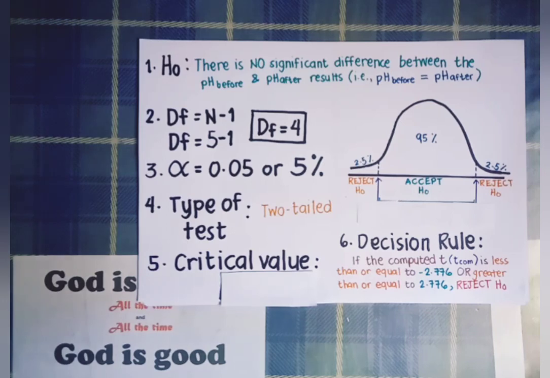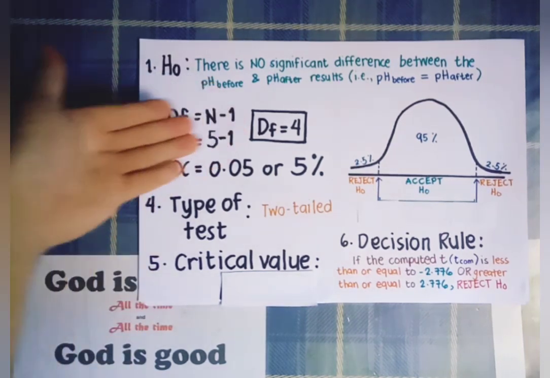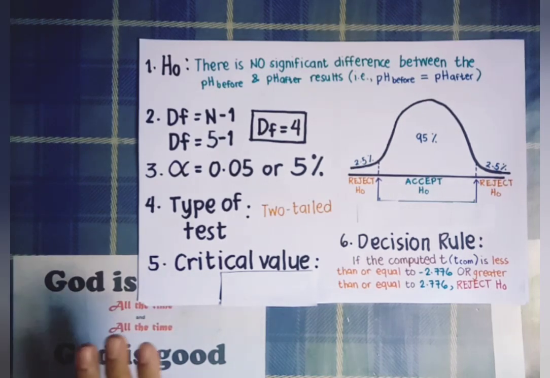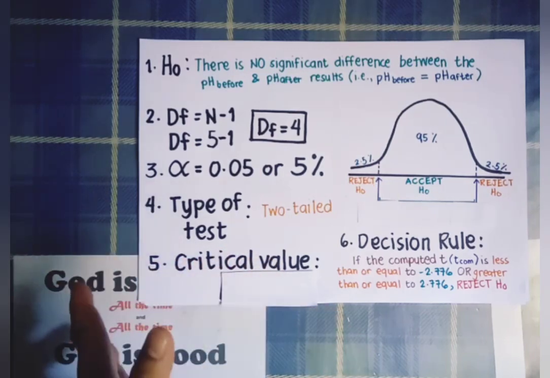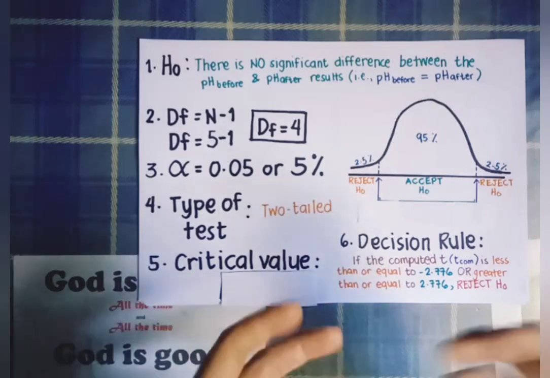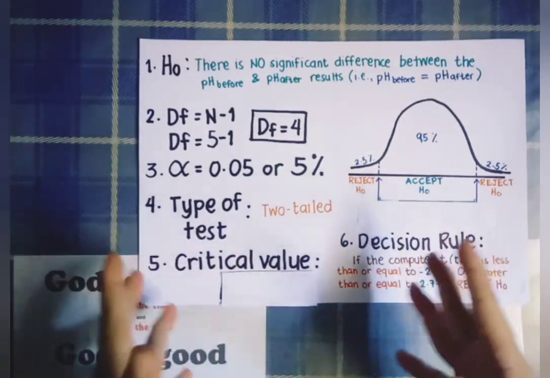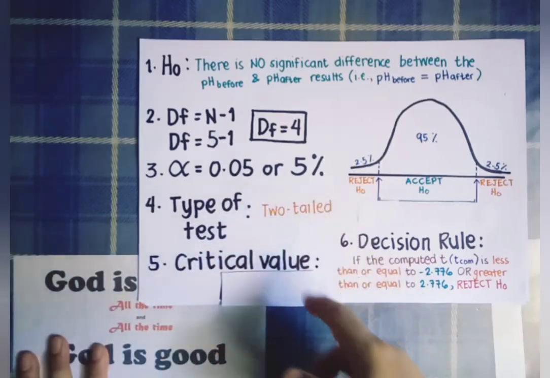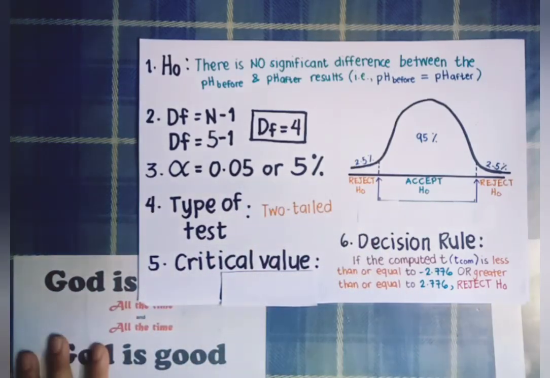Now, for the type of test, we have a two-tailed test, because as we have noticed in our null hypothesis, we have no direction. We did not use any comparative adjectives in our null hypothesis. We did not say the pH before is greater than the pH after, or the pH before is less than the pH after. So we are not sure what will happen in our research. Therefore, our type of test here is a two-tailed test.